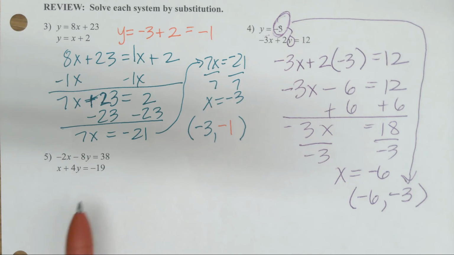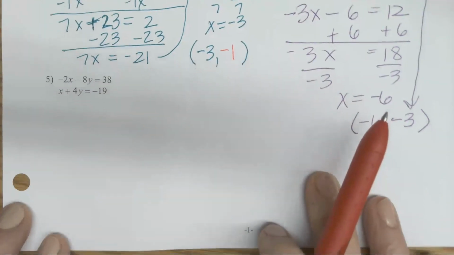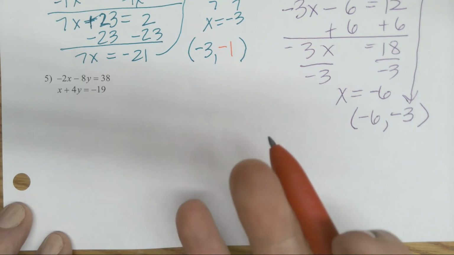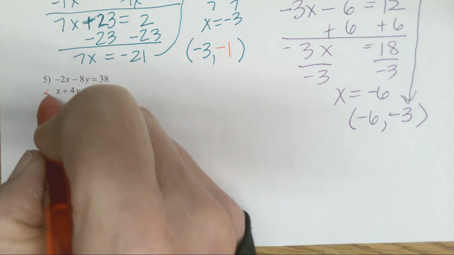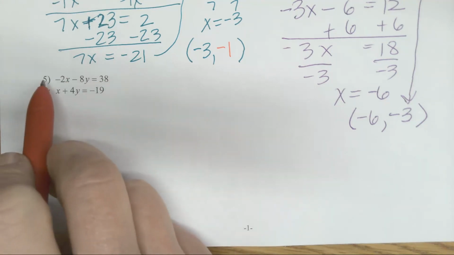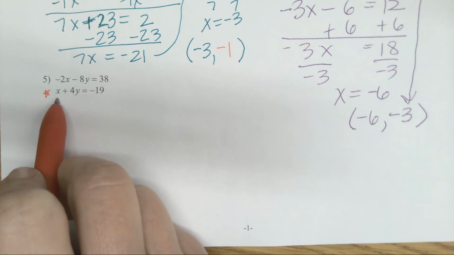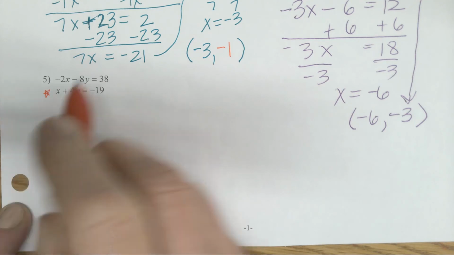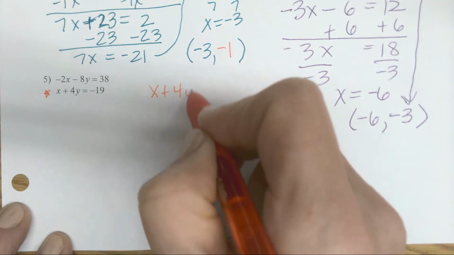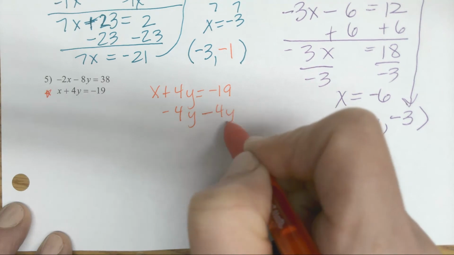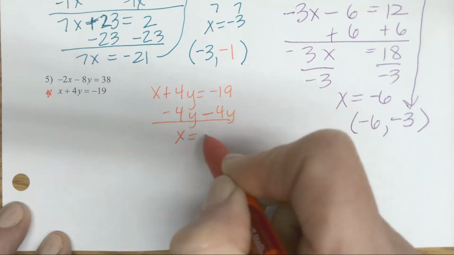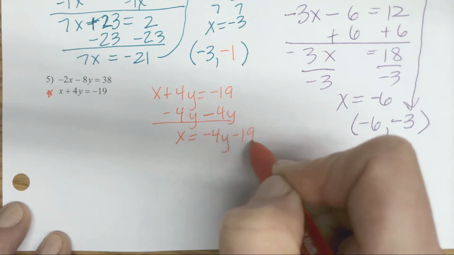Okay, now, I want to show you something that happens sometimes in this next problem. Sometimes you are not given y equals at all. That doesn't mean you can't do the problem. It just means that you have to do a little work. What you want to do is get one of the variables alone, and I'm going to pick the easiest variable to get alone. X is already standing there by itself. So if I take the x plus 4y equals negative 19 and subtract the 4y, I will have x equal to negative 4y minus 19.